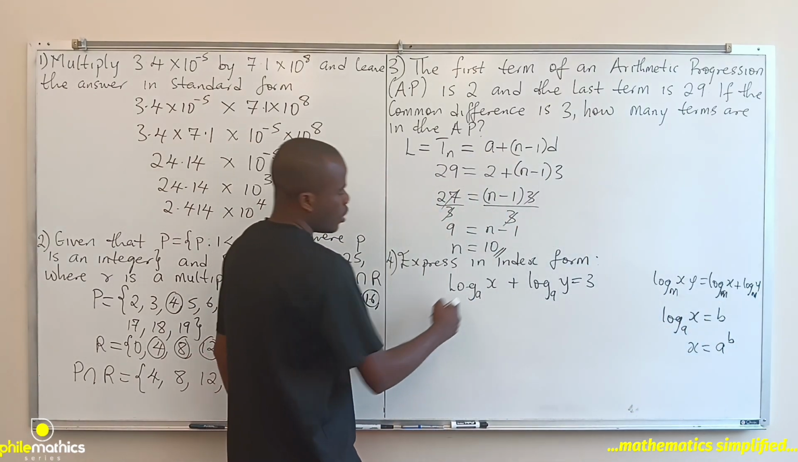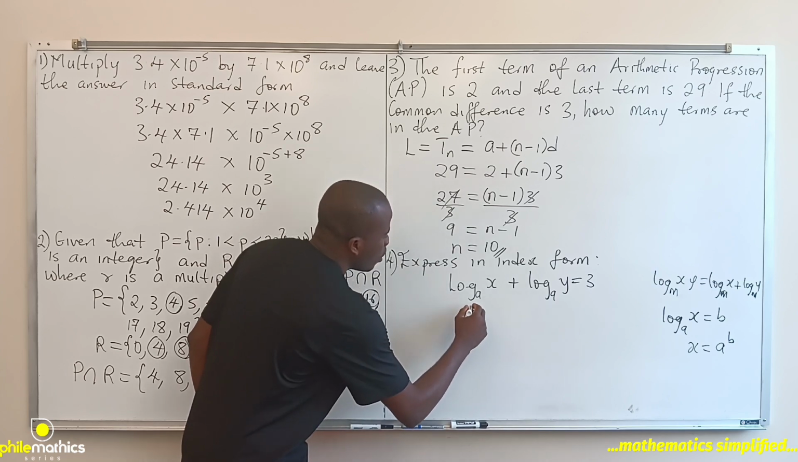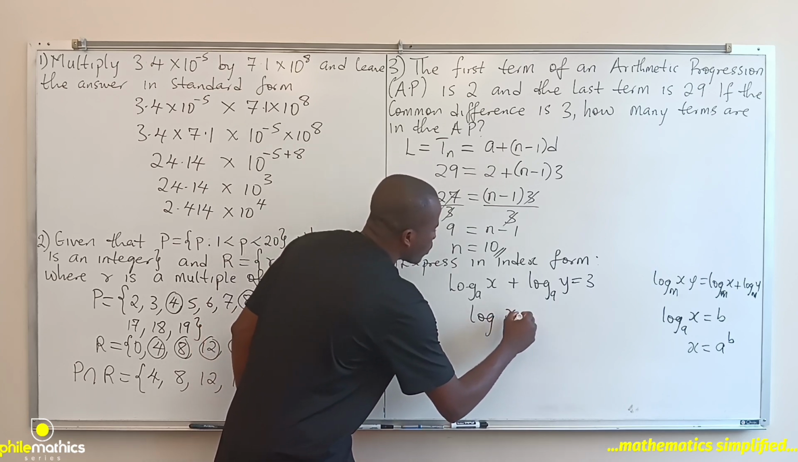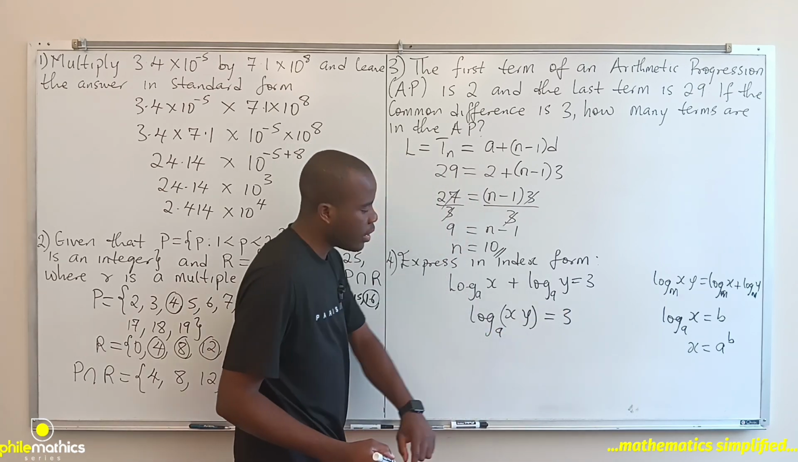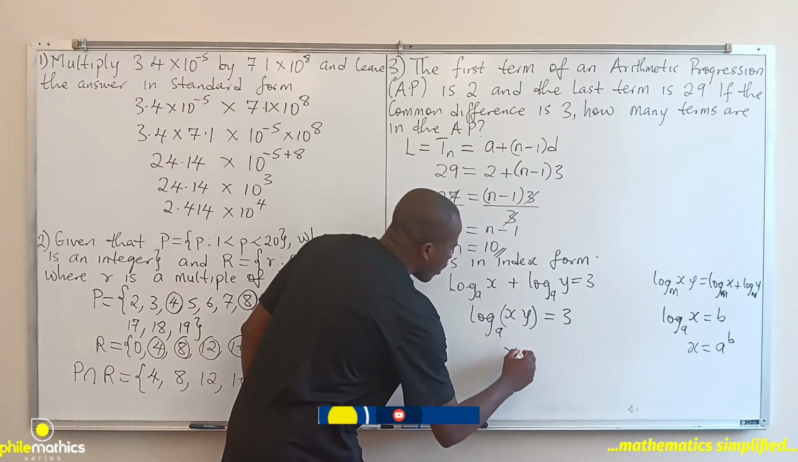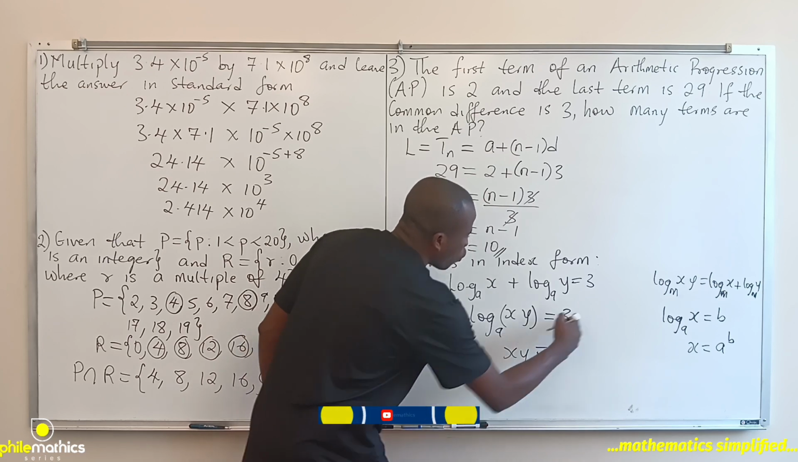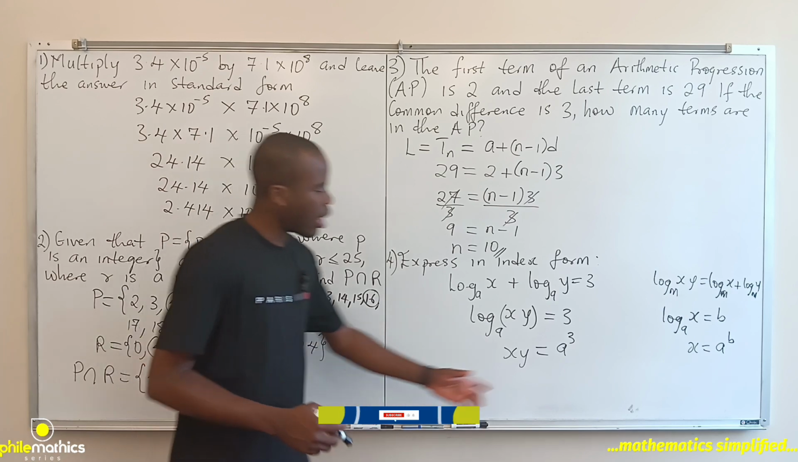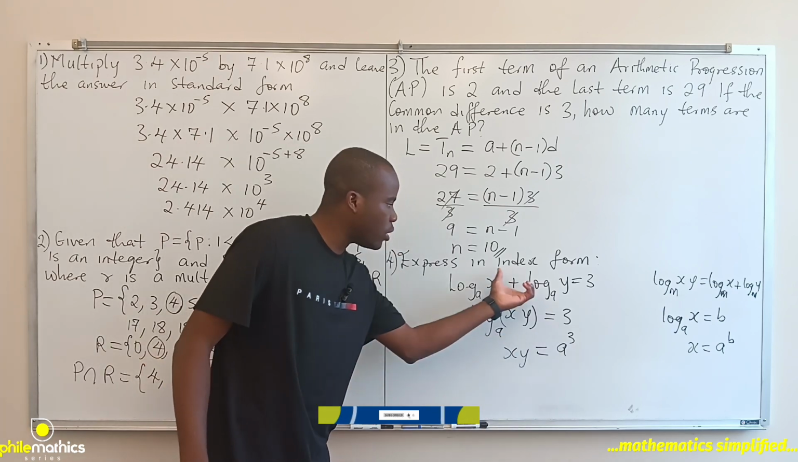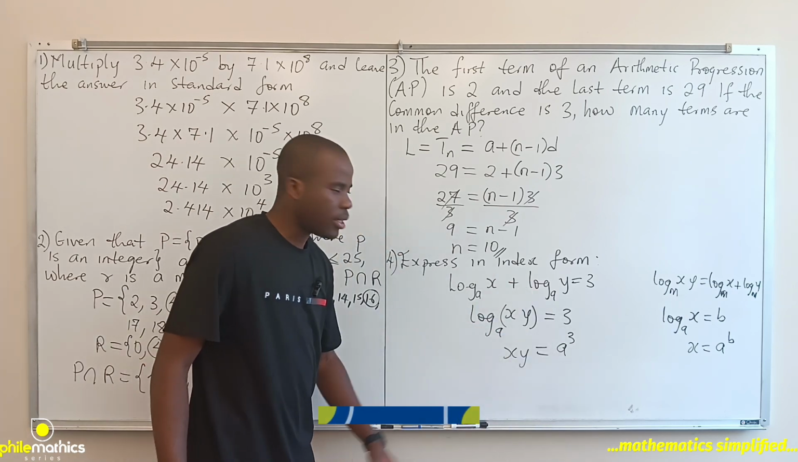And so this will be log xy to base a equals 3. Now, how do we convert this to index form? It will be xy equals a to power 3, and this is the answer. So likewise, we can convert this back by taking the log to base a of both sides.